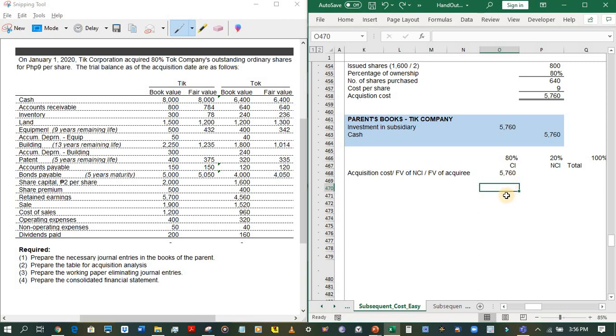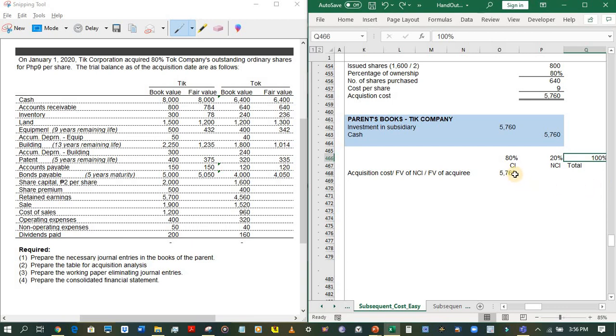So for this problem, again, we will assume that the acquisition cost that is paid by the parent to the former shareholders of the acquiree is equal to the fair value of controlling interest. So in this case, the acquisition cost is equal to the fair value of controlling interest. Of course, the fair value of controlling interest is 80% of the total fair value of the acquiree.